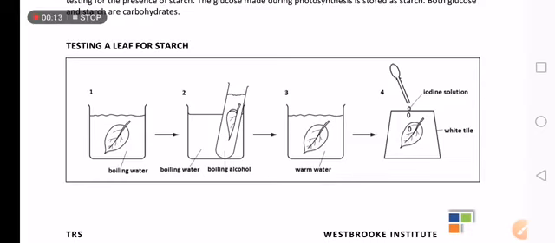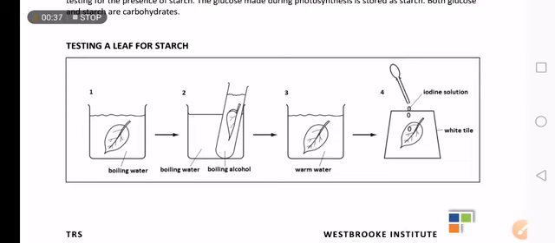This is Combined Science and today we want to talk about how to test a leaf for starch. Last time we talked about what is photosynthesis, what are the conditions necessary for photosynthesis, what is the word equation for photosynthesis, the catalyst, the reactants, and the end product. We also talked about the uses of the end products of photosynthesis.